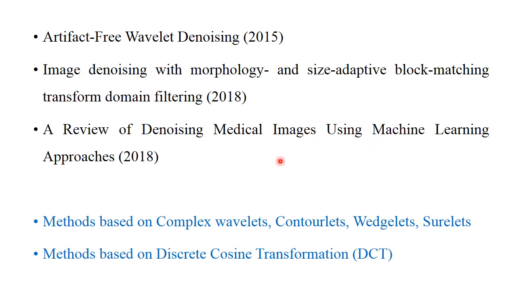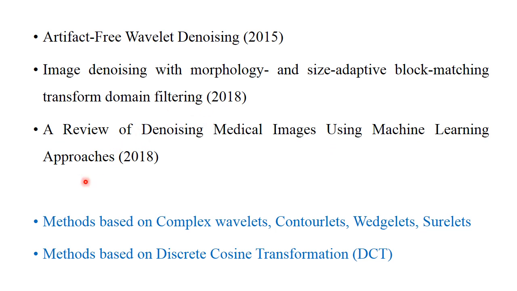As I told you before, I'm not going to consider anything specific with respect to medical or satellite images, but one paper I must mention here is related to medical images, because for denoising purposes it clearly makes use of machine learning approaches. Since this is a review paper, obviously we can get most of the information related to the way machine learning is adopted for denoising purposes.